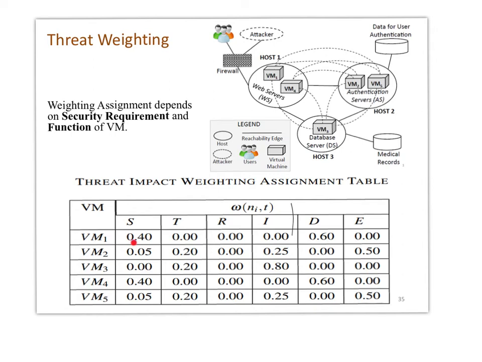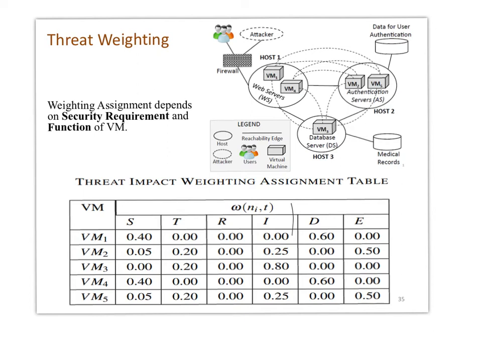So we'll see. One thing we notice here as well is that the summation of the weights for all the STRIDE threats is always one. And it must be one. Based on the business requirements, the spoofing has an impact, or weight, of 0.4, and the denial of service has a weight of 0.6. This is regardless of any vulnerability, regardless of anything. This is based on business requirements only.